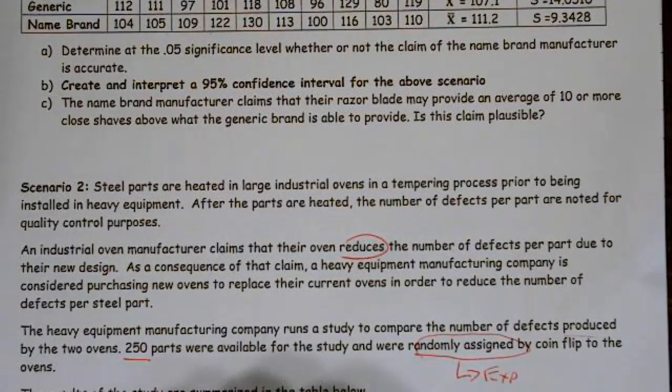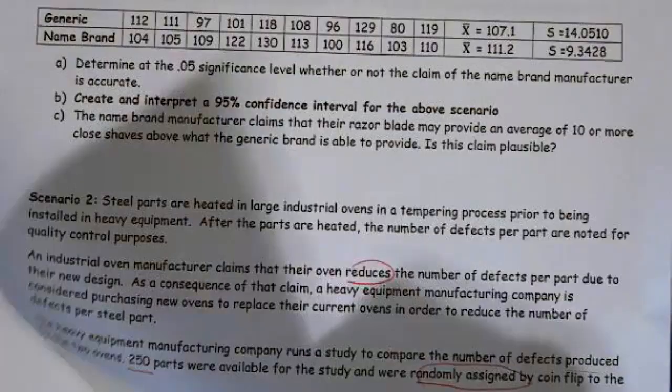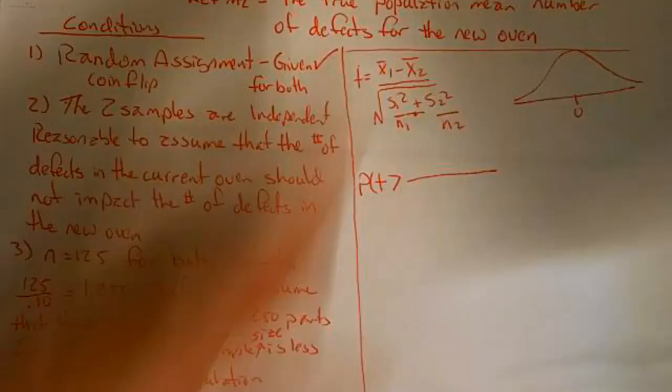The results of the study are summarized in the table below. We have our current oven, and then we have the new oven. We have the number of defects for each, and we have the standard deviation. Determine at the 5% level whether or not the industrial oven manufacturer's claim is accurate.